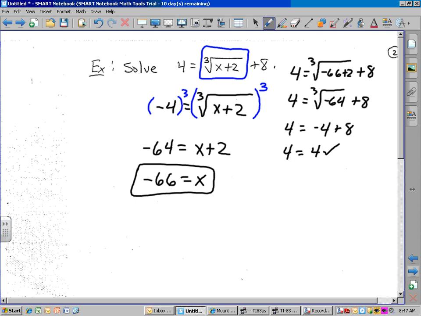That was a heck of a lot easier than I thought it was going to be. That cubed root looks scary, but it's not. Don't be afraid of it. Okay, on to the last example that we have for today.